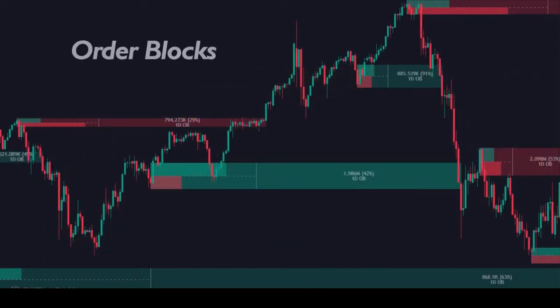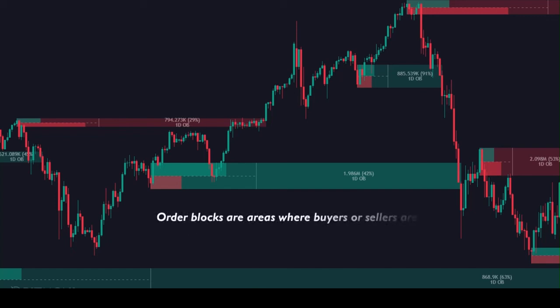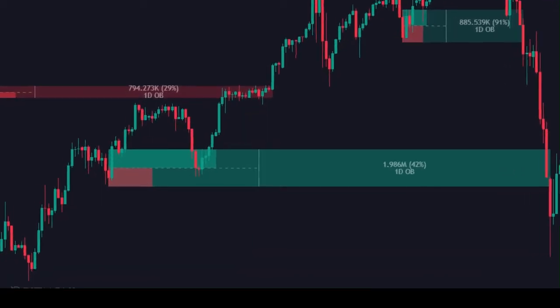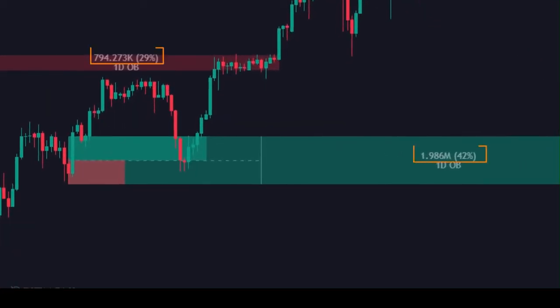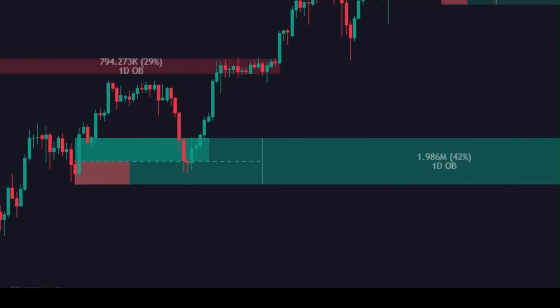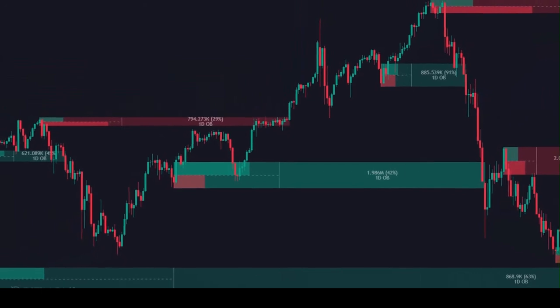Next, we have the order blocks. Just as we all know, order blocks are areas where buyers or sellers are aggressively stepping into the market, and they can be used as supply and demand areas just like the fair value gaps. This indicator prints order blocks and also shows the bullish versus bearish volume of the zone. You can also view these order blocks on multiple time frames, just like the fair value gaps, so you don't miss any key areas on higher time frames.